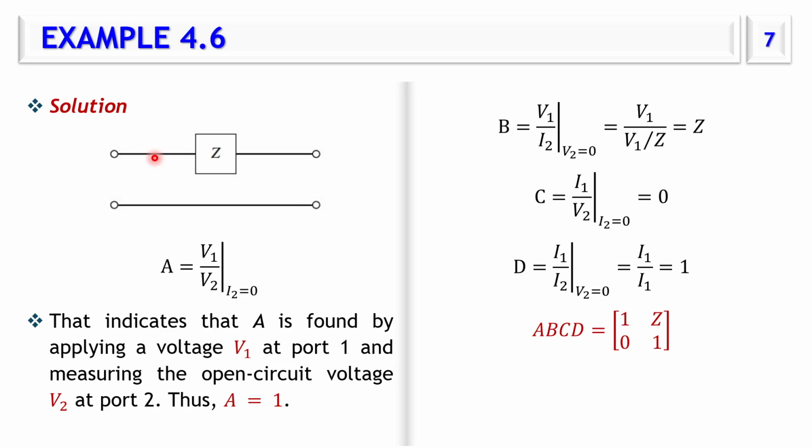There is no current, so there is no voltage drop. So V1 will equal V2, so the element A will equal 1. Now for the definition of B.